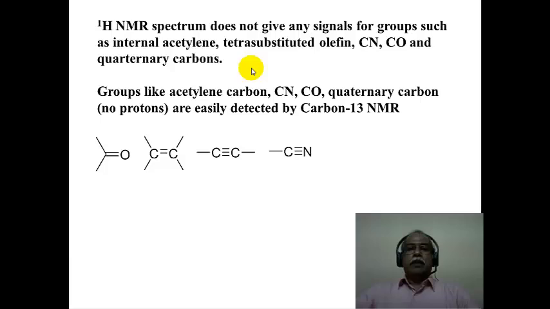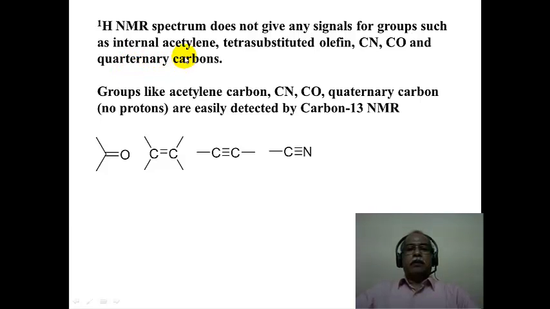The difference between the Proton NMR and the Carbon-13 NMR, which is very crucial for structural elucidation, is this particular point. In the Proton NMR spectrum, one does not get a signal for any of the groups, such as internal acetylene, tetrasubstituted olefin, cyano functional group, carbonyl functional group, and quaternary carbons.